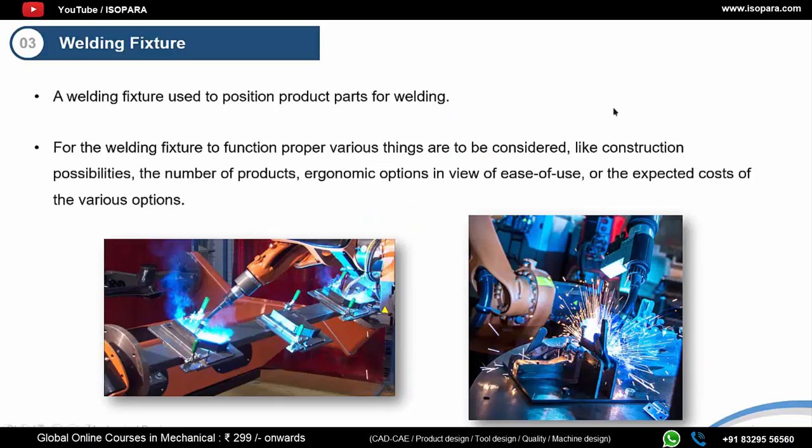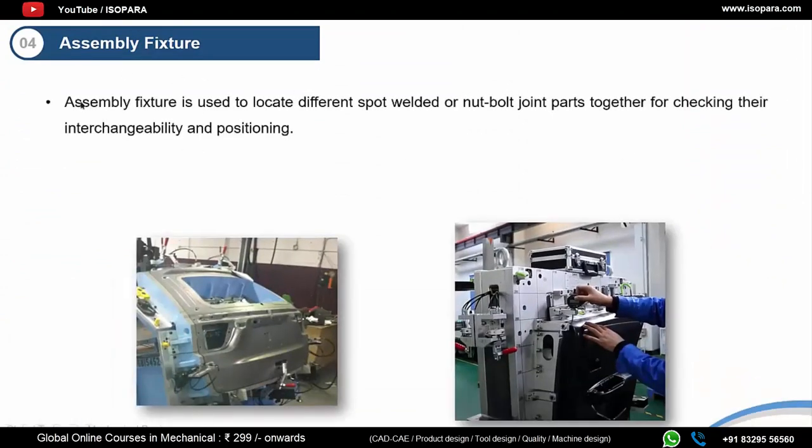So this was all about the welding fixture. We have the fourth type, that is the assembly fixture. Now, as the name suggests, the assembly fixture is used to locate different spot welded or nut and bolt joint parts together for checking their interchangeability and positioning.